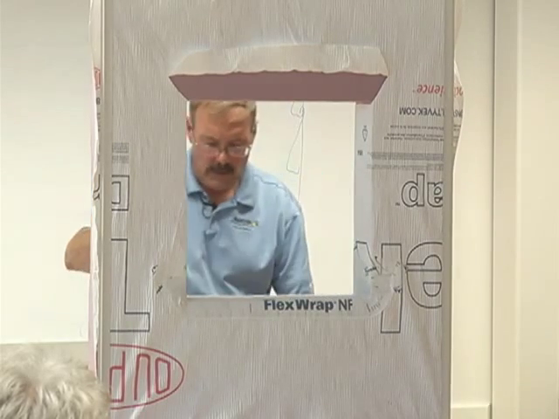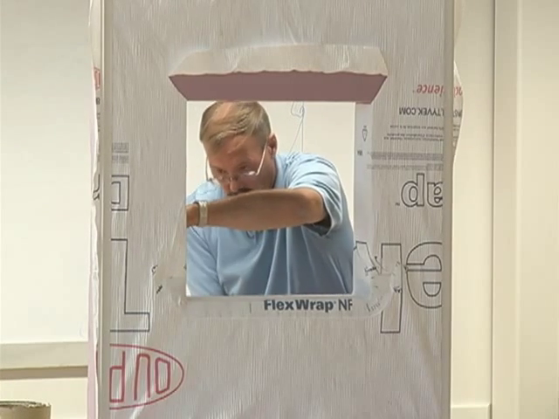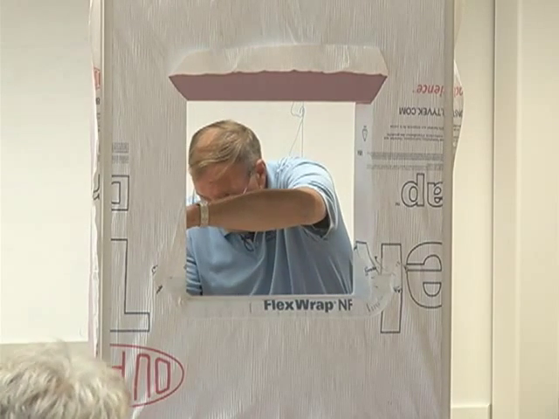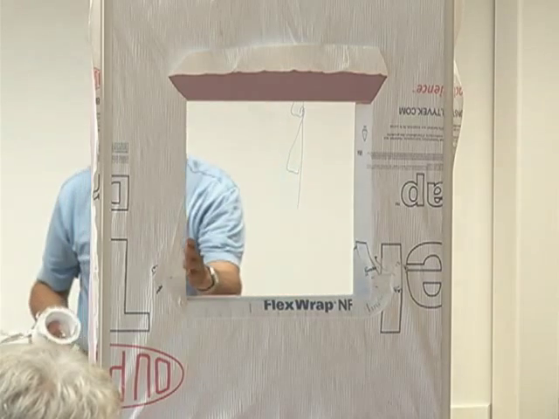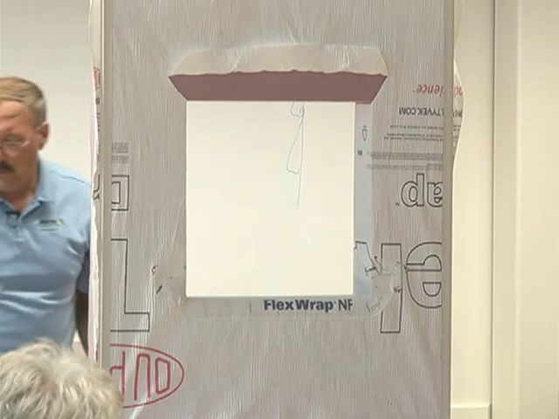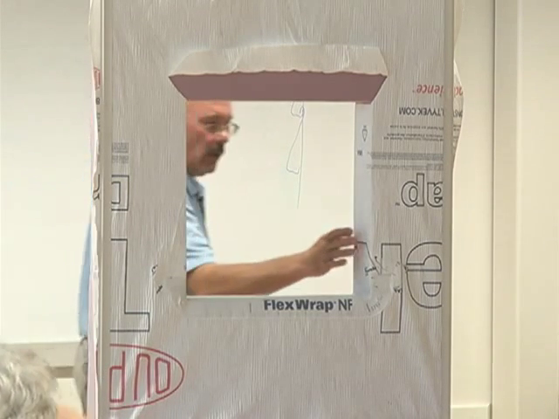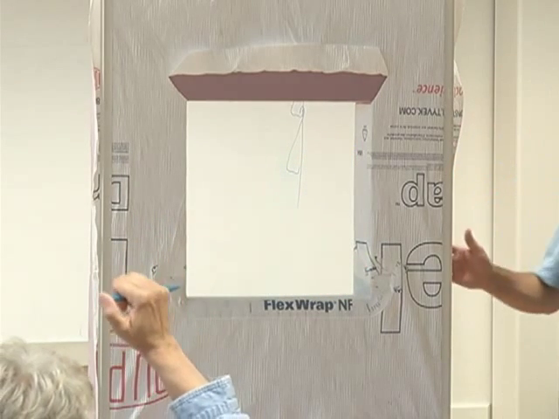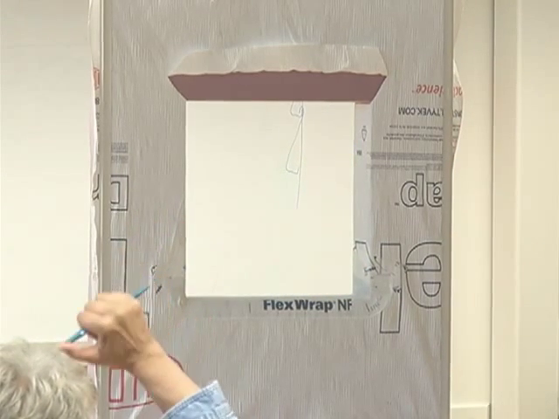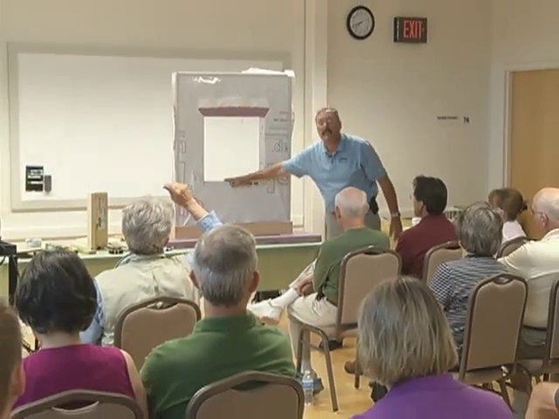Most wrap companies want you to use their own products, their own tapes. Many of them have a warranty that says as long as all of our products and accessories are used correctly, they'll warrant the wrap on the house. So that's what a window or a door pan looks like.